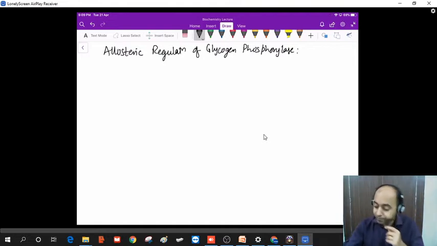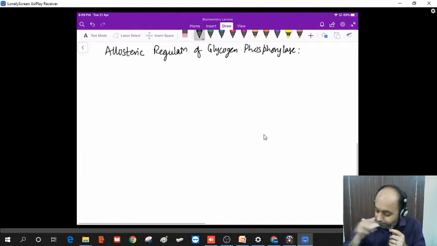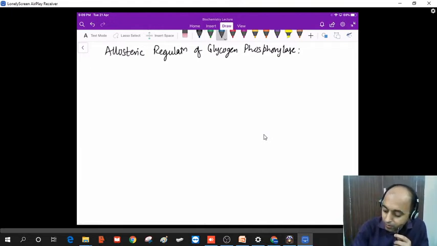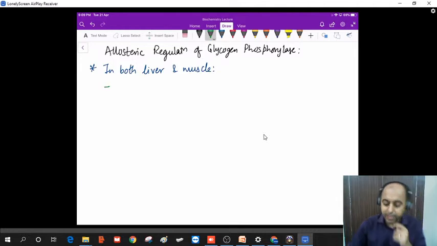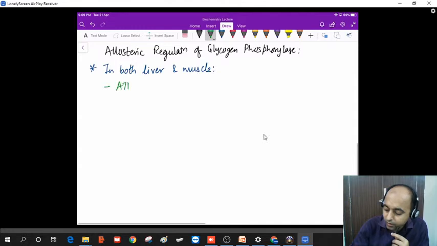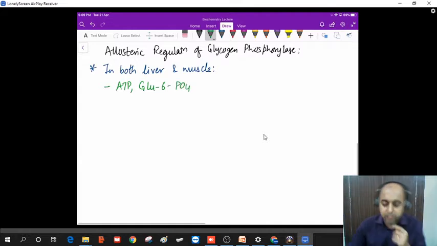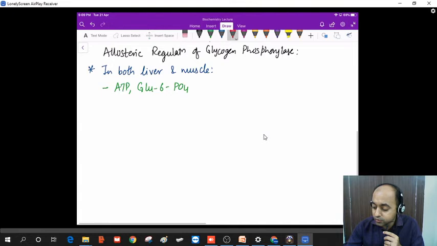Okay, so first point, in both liver and muscle, ATP and glucose 6 phosphate will inhibit the glycogen phosphorylase.